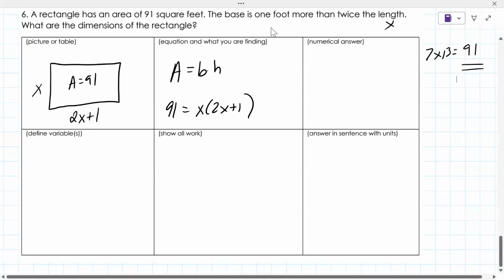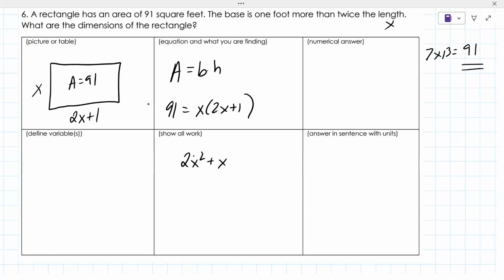Wait a second, one more than twice the length. Hang on. 7, 15. That doesn't work. Okay, this one, I take it back. We will work this out together because it's not working out the way I expected it to. Okay, so this is 2x squared plus x minus 91 equals 0.